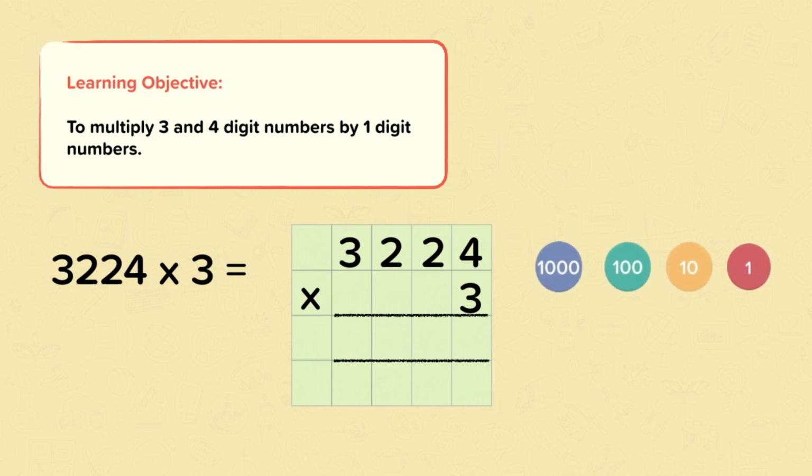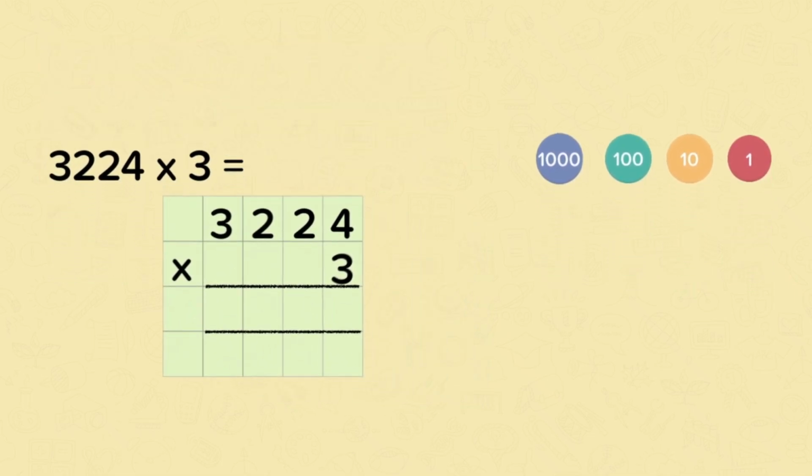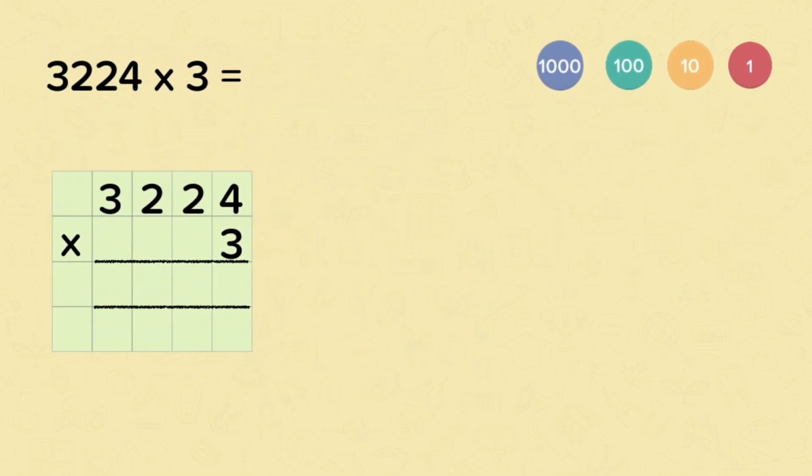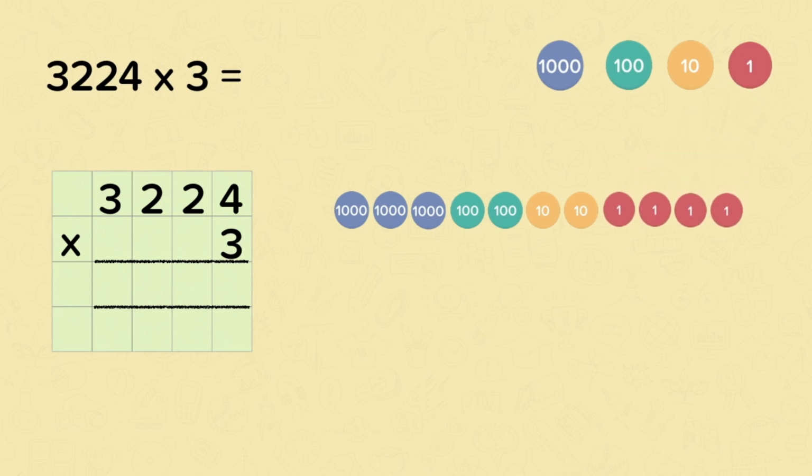And in this nugget we'll also be using place value counters to help us to understand each step of the method. So in 3,224 we've got 3 thousands, 2 hundreds, 2 tens and 4 ones. We're multiplying by 3, so let's represent this with 3 times the amount of counters.